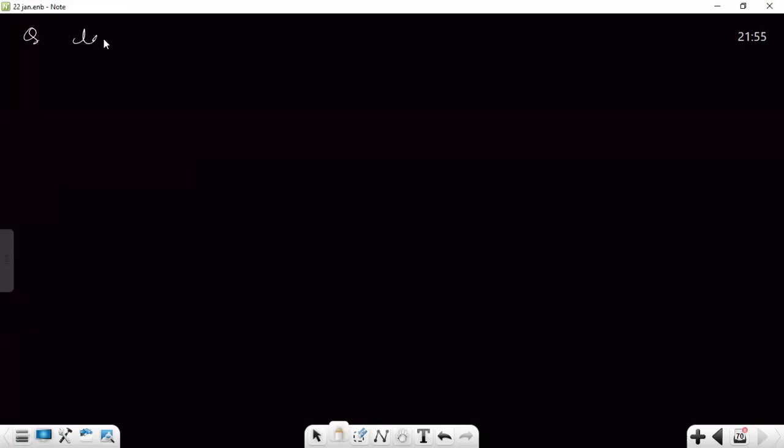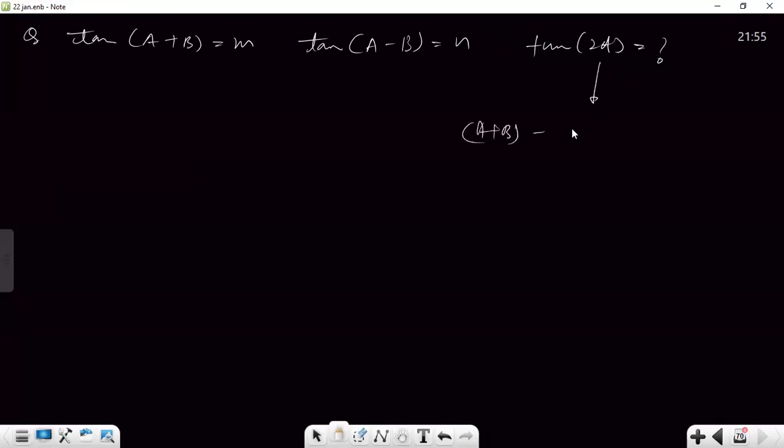Next question is: tan of a plus b is given as m, tan of a minus b is given as n. We have to find out tan of 2a. Very easy, we are aware of this earlier also. 2a can be written as a plus b plus a minus b.